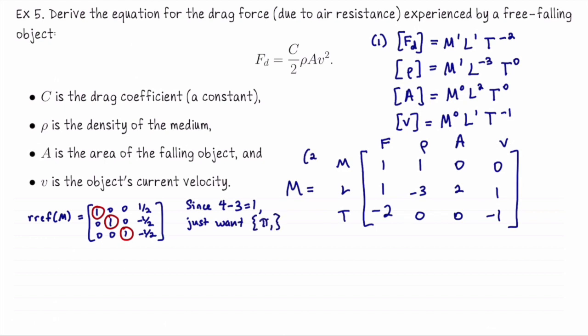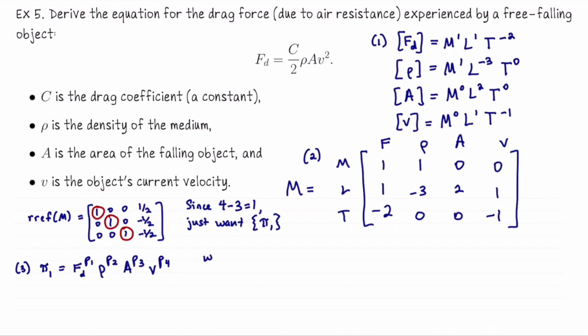Okay, so if this was the second step of our process, the third step is now to write out what pi 1 should look like. So pi 1 is going to be f to the p1, rho to the p2, a to the p3, v to the p4. And now I get those numbers p1, p2, p3, p4 by solving the system of 3 equations for 4 unknowns that we get out of this RF form.